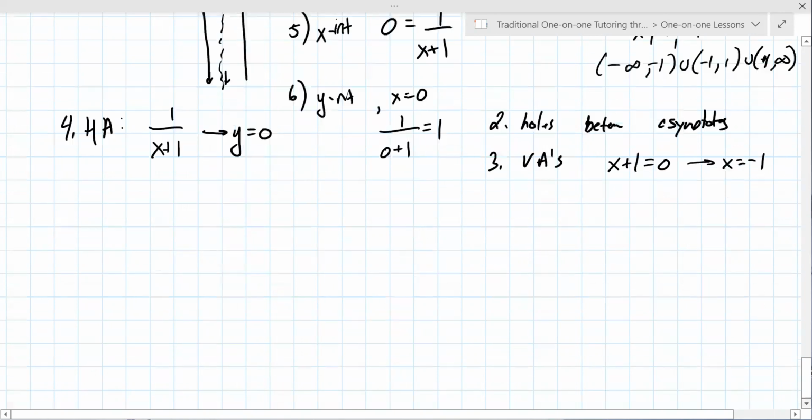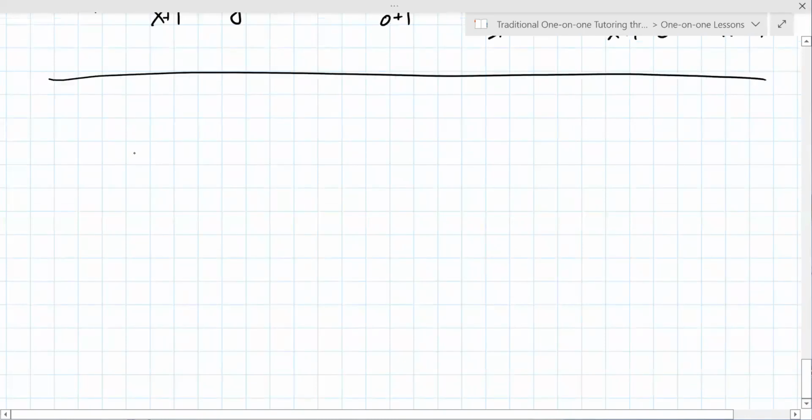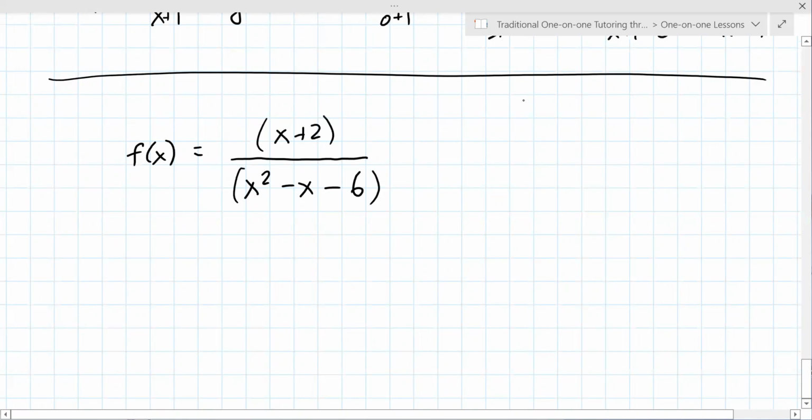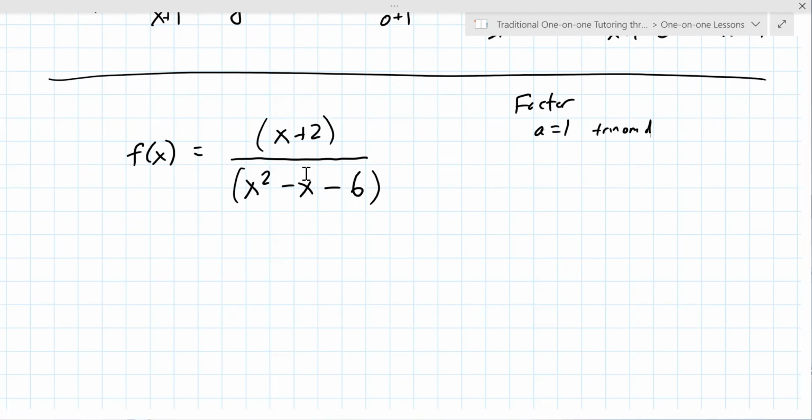Okay, let's look at another problem here. Let's say f of x equals x squared minus x minus 6 over x plus 2 in the numerator. The first thing you always want to do here is factor. There's a bunch of different types of factoring. We've already talked about difference of squares. This is considered an a equals 1 trinomial, and there's a certain method of factoring. Do you remember how to factor the bottom? Yeah. Let me see if I can try to do it.